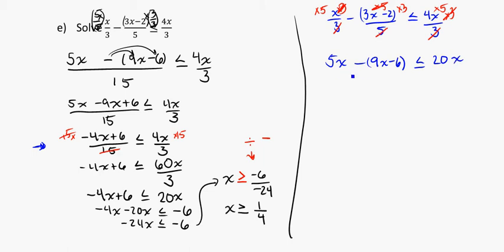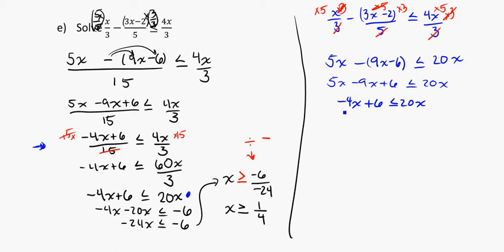Now we can expand out this bracket. 5x minus 9x plus 6 is less than or equal to 20x. Combining like terms is going to be minus 4x plus 6 less than or equal to 20x. And again, we look at subtracting from one side to the other, and this is the exact same equation that we had over here.